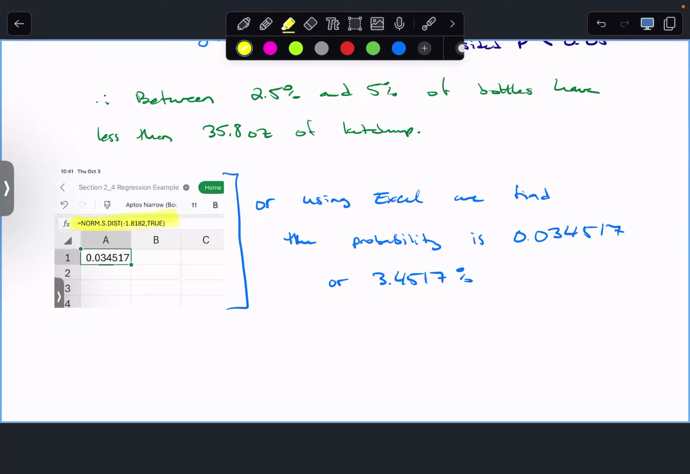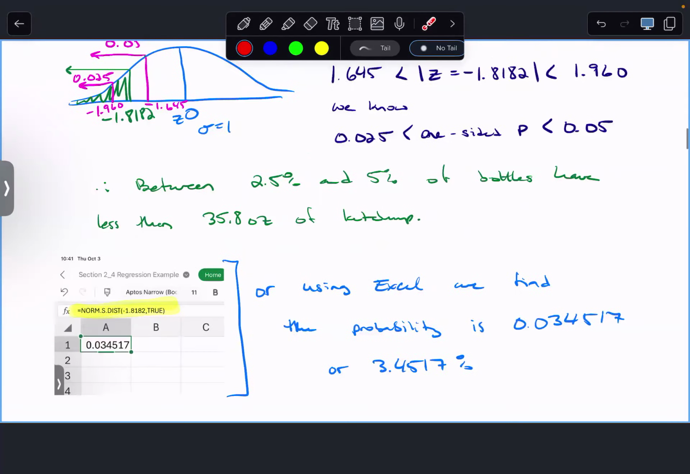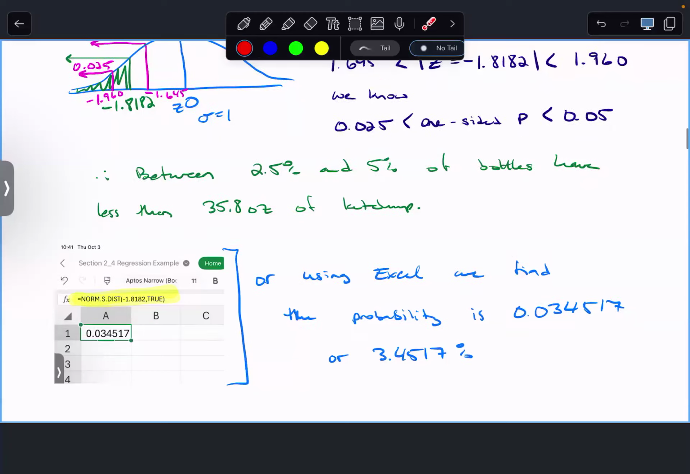On the test though, right? This is the answer, right? You're not going to have Excel on the test. But it's nice to be able to check your work. That's the percentage that's underweight, right? And I'm guessing I have a follow-up.